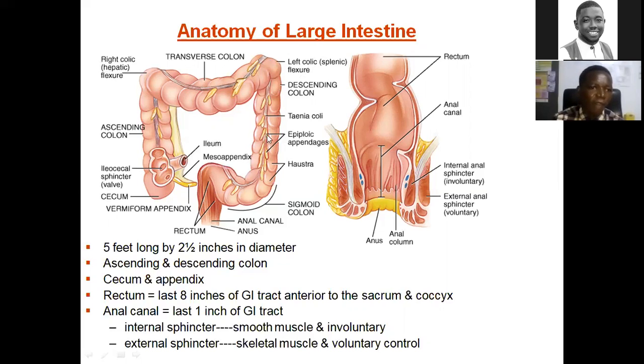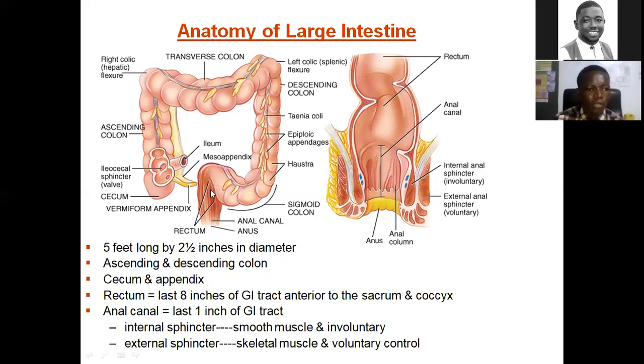So from here, we have the descending colon that goes all the way down closer to the iliac region, the left iliac region. When it gets to the iliac region, it takes another turn, forming what we call the sigmoid colon, because of the way the colon is shaped. From there, it continues with another structure, which is the third region of the large intestine. It's called the rectum.